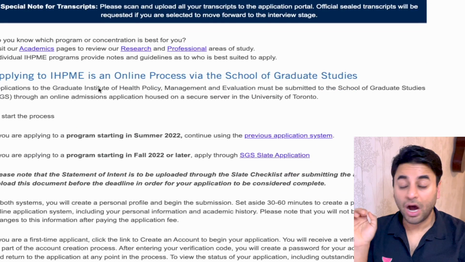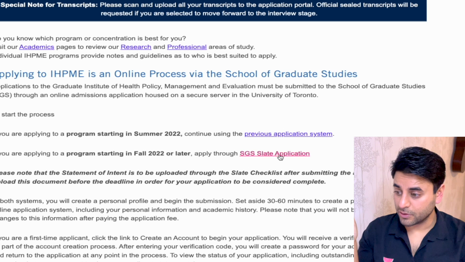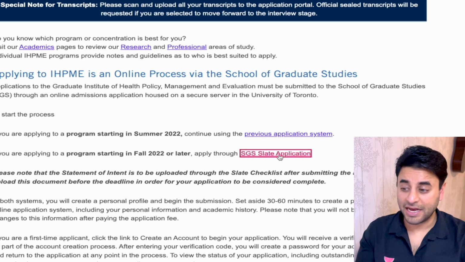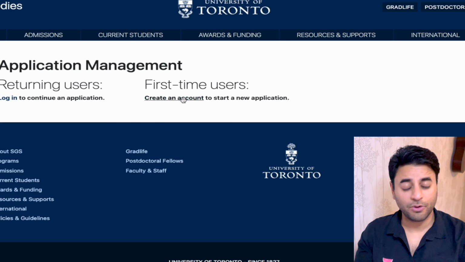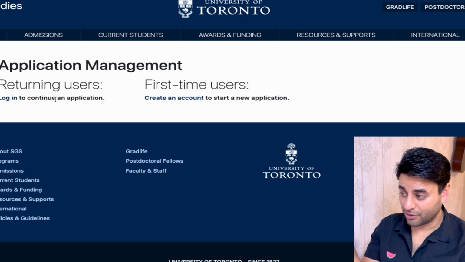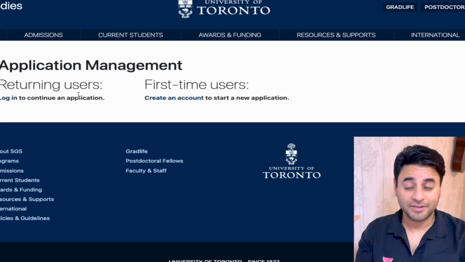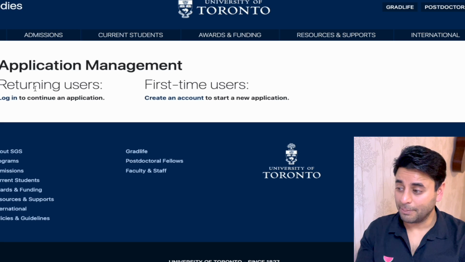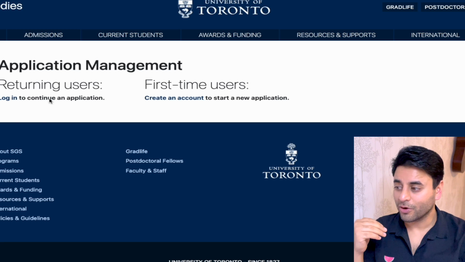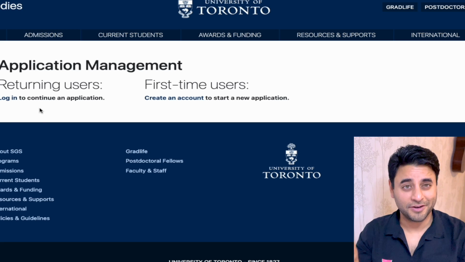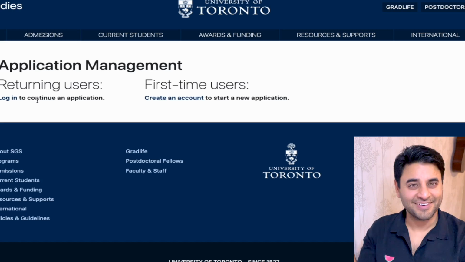And last is applying to the MHSc program. So how would you apply for this program? So they have an SGS Slate application system. So you will go there, you will sign in as a first-time user. If this is the first time you are doing this, then create an account and start your application. If this is not the first time, then you can go as a continuing applicant. And once you apply, then to see your status, to upload other supporting documents, you will always go through this other returning user tab right here.